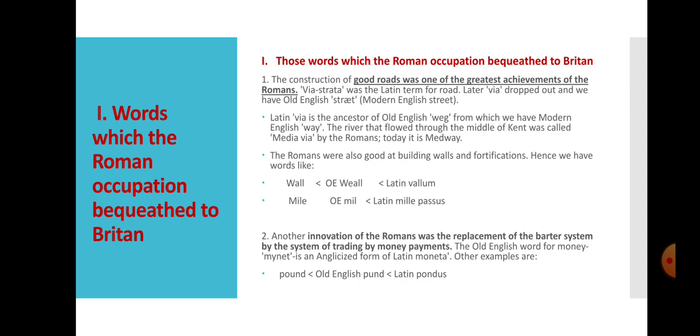The word mint, that means money, is an anglicized form of Latin moneta. Another example is modern English pound, which derived from the Old English word pund. The pund actually came from the Latin word pondus. These are the words that Roman occupation bequeathed or passed to Britain. Okay.